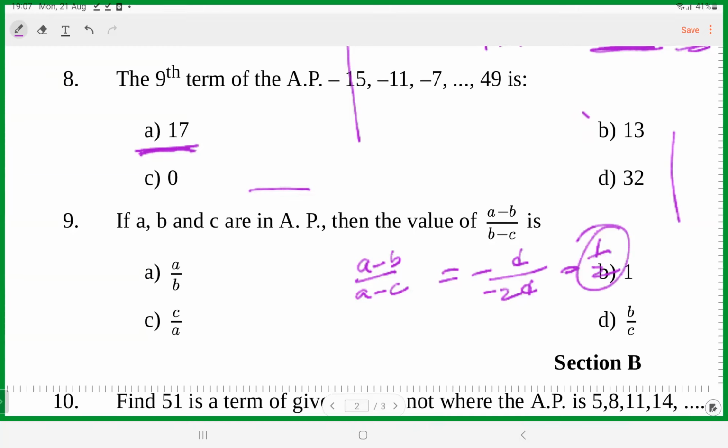The question is different now. How will it be their answer? A minus B will be minus D, right? A minus C will be minus 2D, right? So 1 by 2 only.